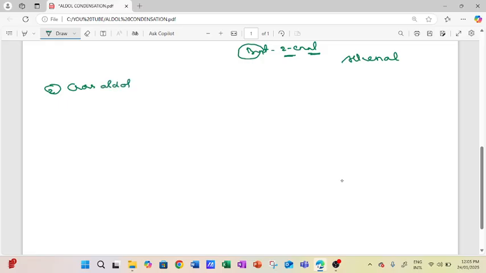In cross-aldol condensation, we have to select two different aldehydes. For example, I am selecting CH3-C double bond O-H, ethanal, and propanal, CH3-CH2-C double bond O-H. Now two different molecules. Reagent is dilute NaOH. During the reaction, again the same way, the C double bond O breaks.